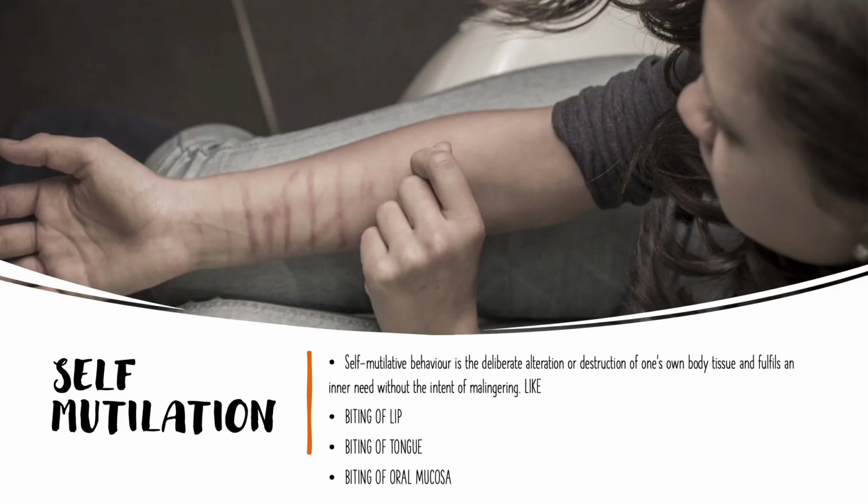Then is something called as self-mutilation. That means one has this habit of deliberately altering and destroying one's own body, and that provides them fulfillment of some kind of satisfaction. Okay, and it can involve anything. Since we are discussing oral habits, so basically self-manipulation of your oral structures. That means biting your lip, biting your tongue, biting your oral mucosa, that means your oral skin. So all of this will fall into self-mutilation.